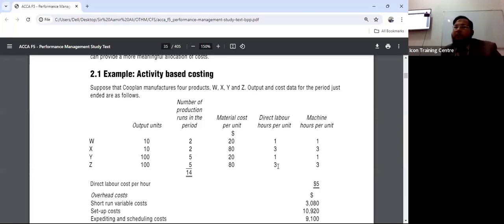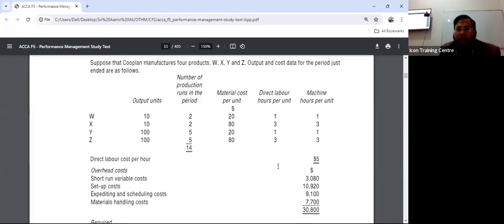So what is the difference between absorption costing and activity-based costing? In absorption costing, we just take all the overheads and use only a simple absorption base, like maybe direct labor hours or machine hours. I've told you that we normally use absorption costing for a small or medium customer. But when we go for ABC costing, we need to have a detailed look at every activity so that we can allocate overheads on the basis of the activity runs, right?